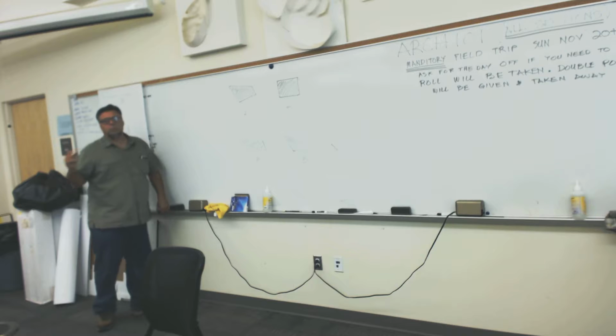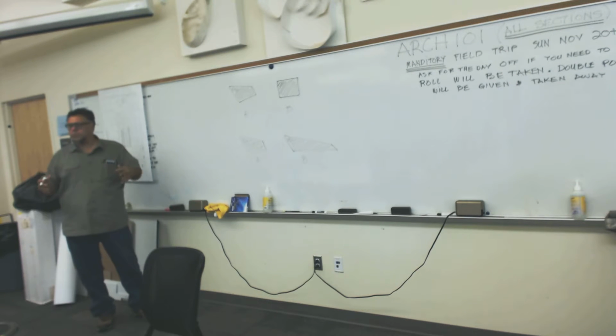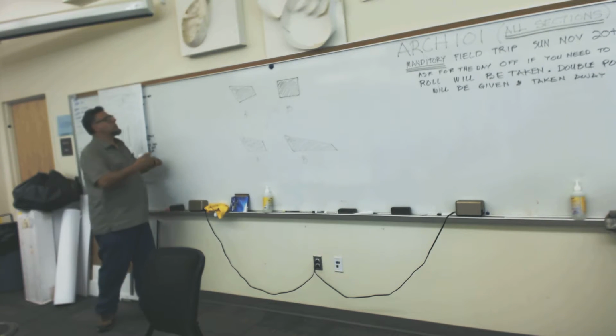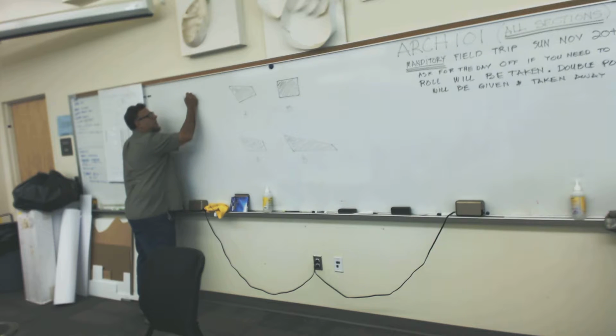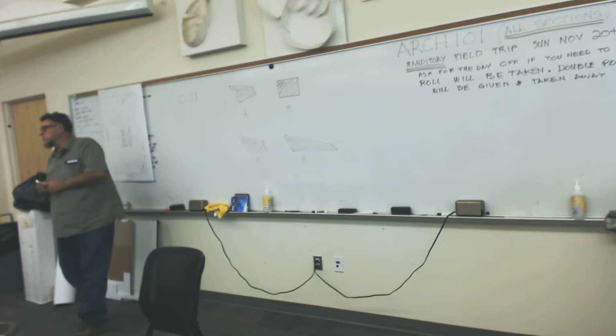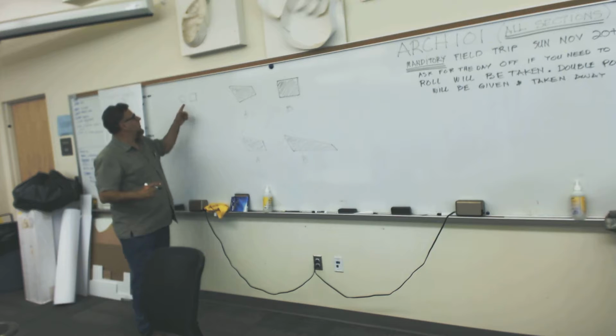So, let's talk about proportion. I don't know if we've discussed proportion before in class, but we may have. I just can't remember. So a square and a circle both have something in common. What do they have in common?